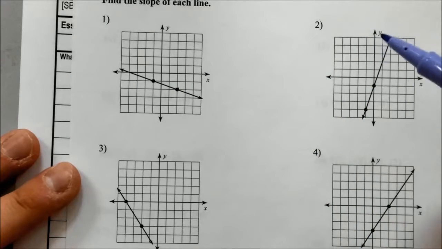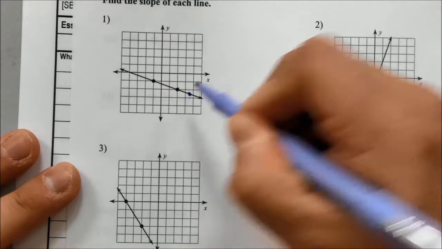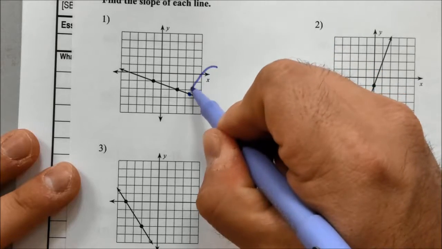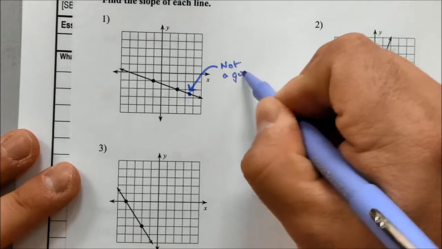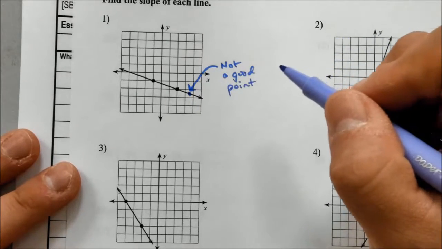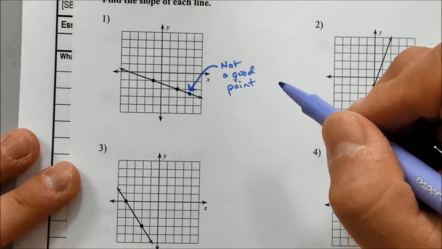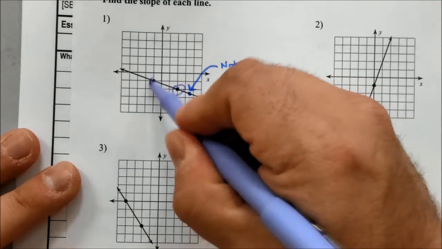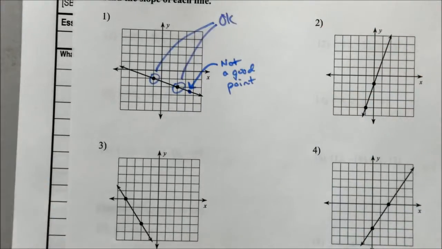A point that isn't good enough for finding the slope would be something that falls in the middle, where it's hard to determine what the coordinate of that point is. So this point is not a good one to use. If I ask you the coordinate of that, you would probably have to estimate, and while you might be close, you're not looking to be close, you're looking to be accurate. So these types of points are okay. Just keep that in mind.